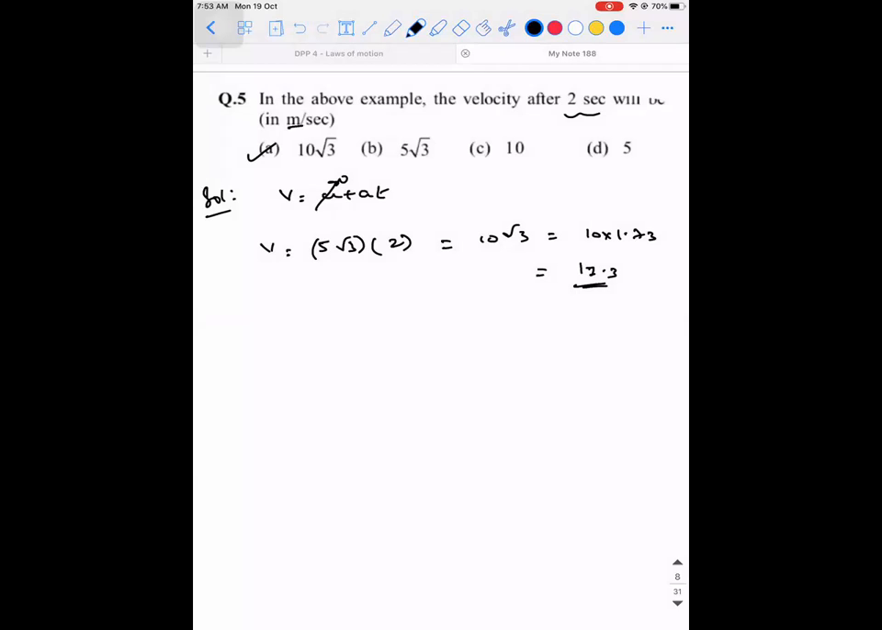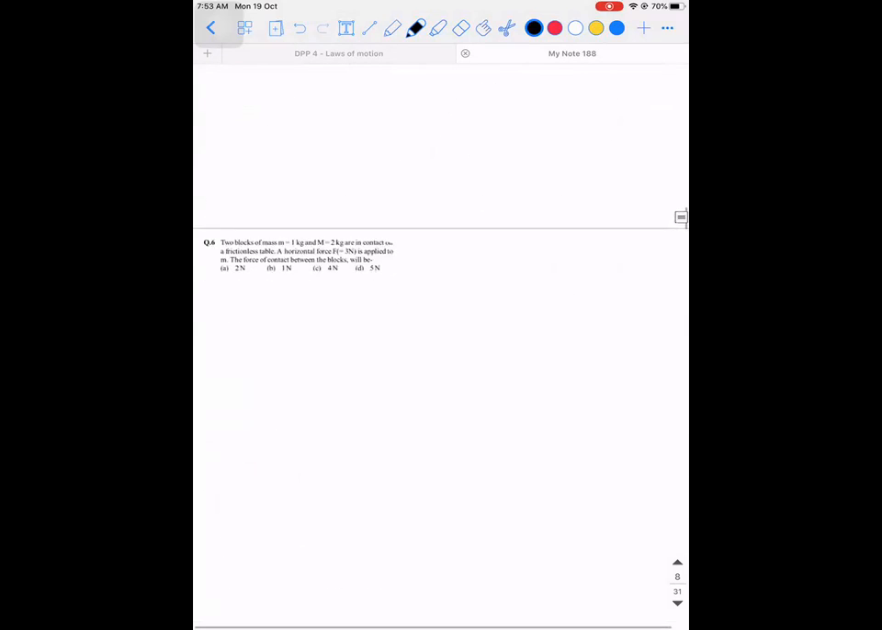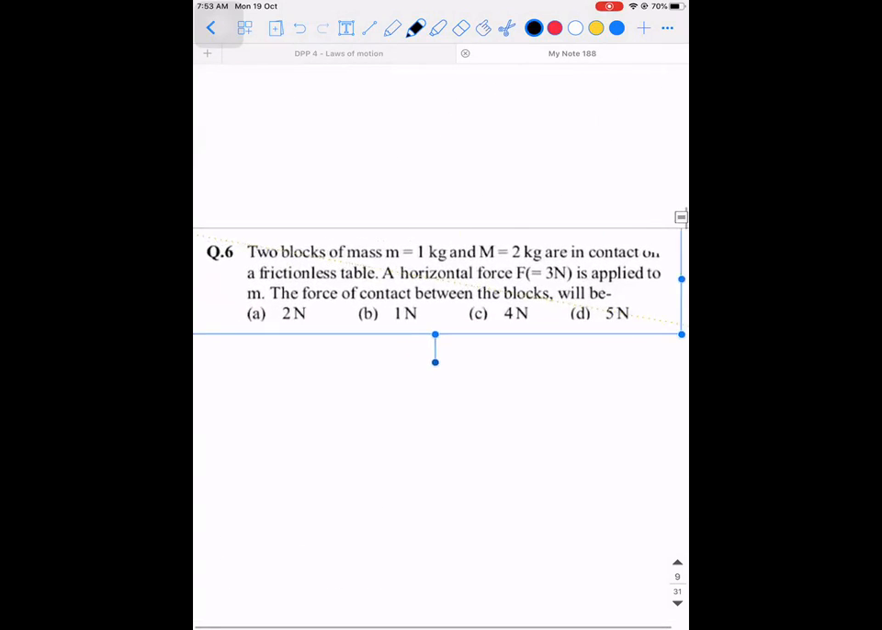So they have told it in meters per second. See, these kinds of questions, provided these root 3s are not there, you might get it in integer type questions also. Okay. So moving on to the next one. Now listen.